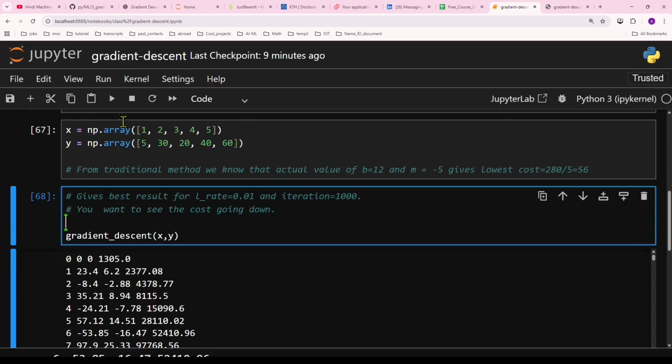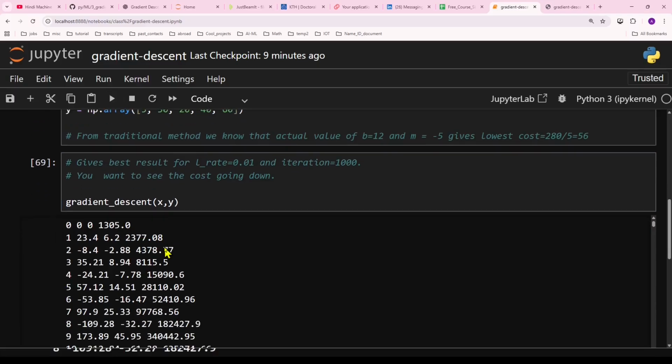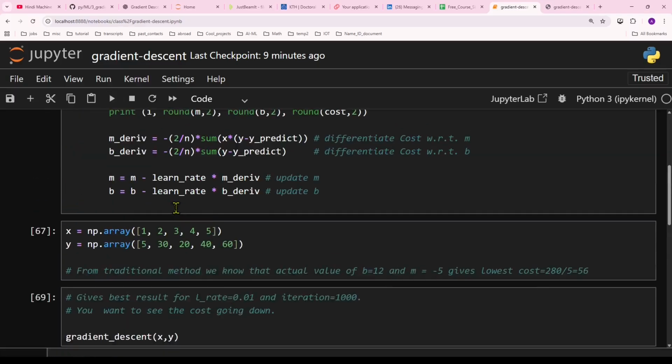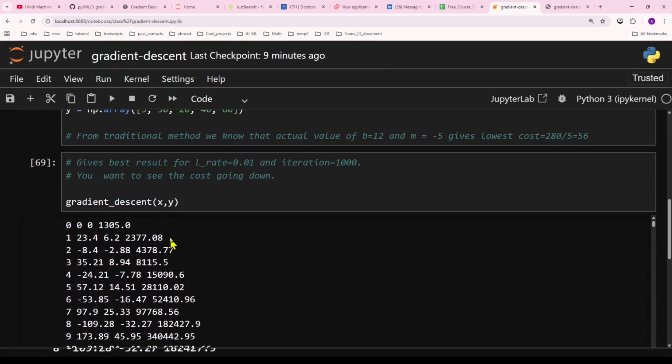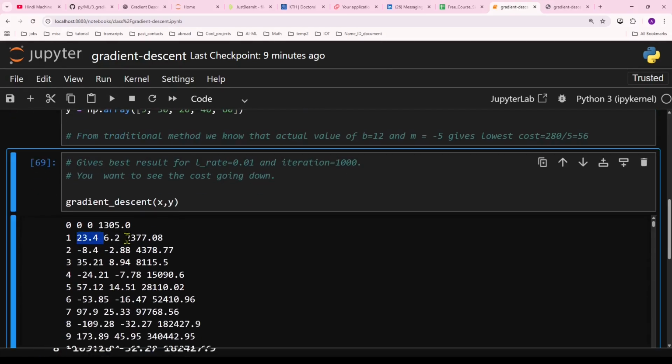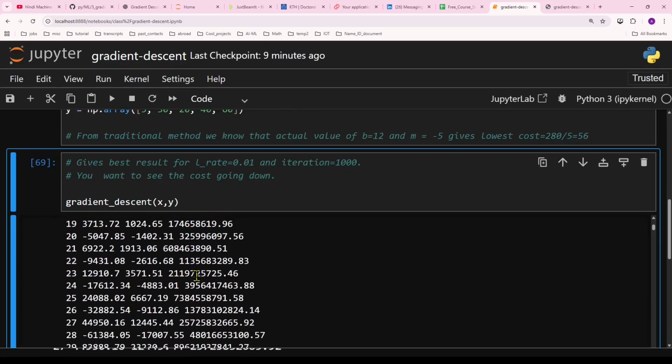So let's run this function, gradient descent. And when I run this, you can see that it gives me these values. These are my m, b, and then cost. So my m is this right here, my b is this, and look at my cost. Oh, the cost just kept increasing, kept increasing.